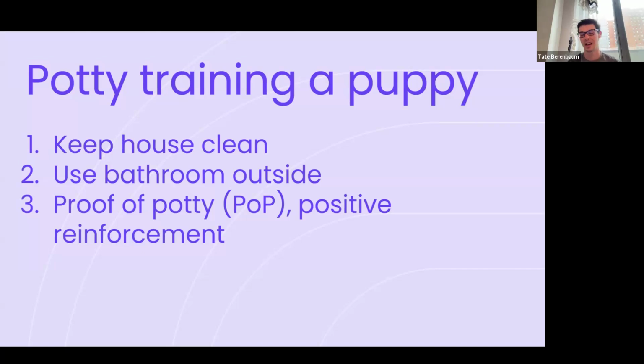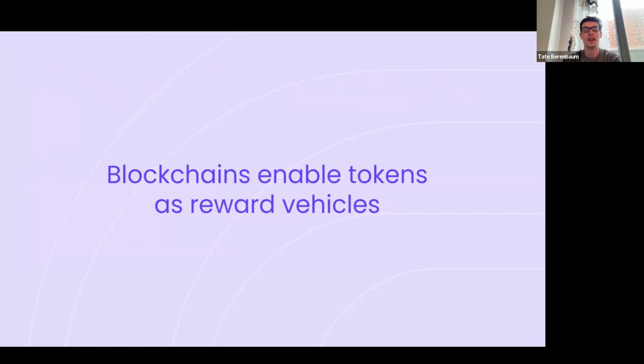But that's all to say, this stuff exists at all scales. Now, the interesting thing about blockchains is that they enable tokens as reward vehicles. I think the way that Vivek outlined tokens in the kernel block is interesting. For the sake of this conversation, I think about a token as a reward vehicle, as a way to create a unit of value that we can use to reward people for doing certain types of tasks.